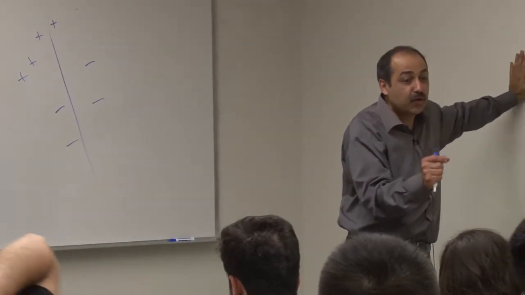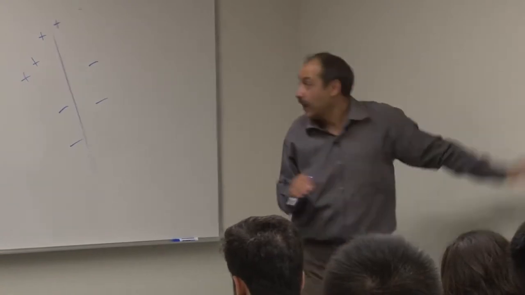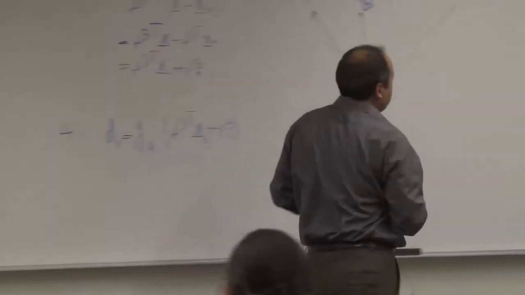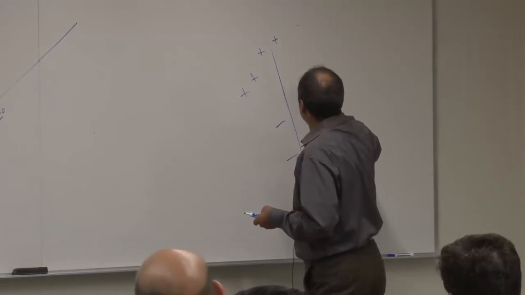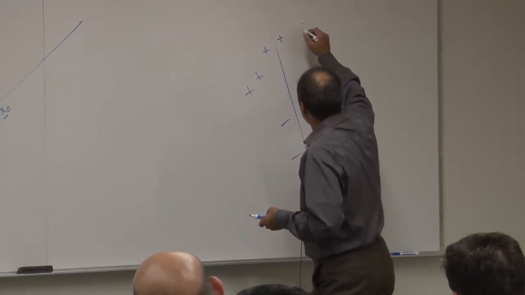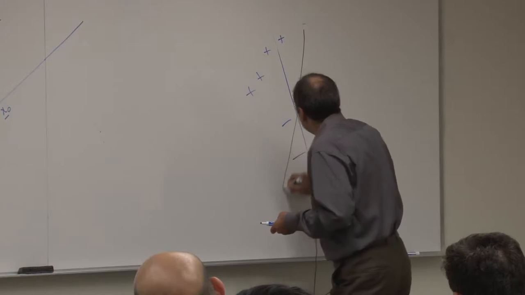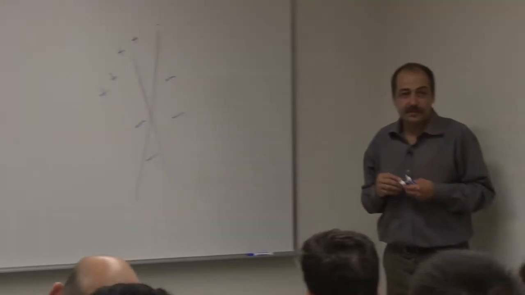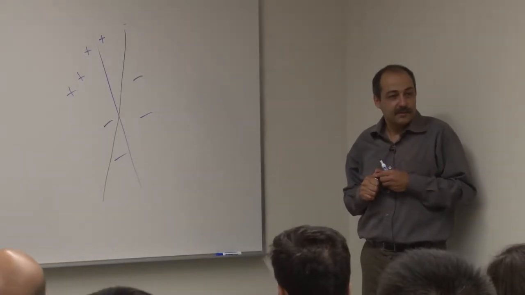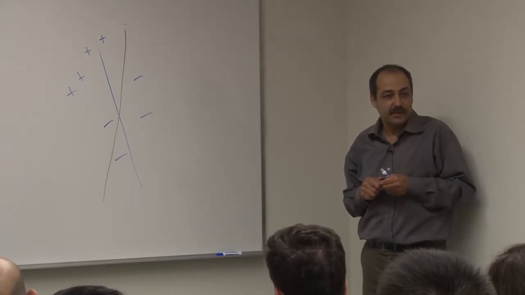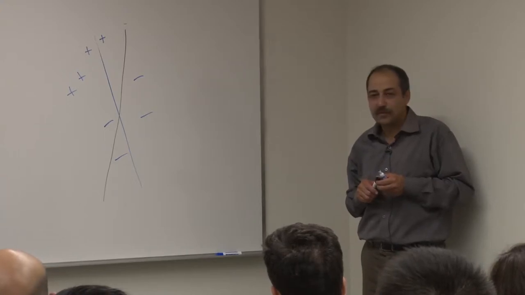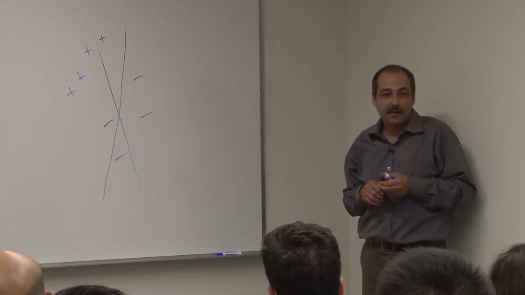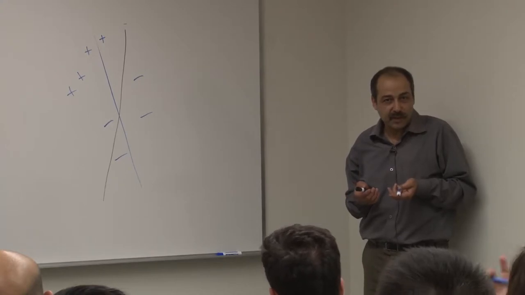No, first I want to quantify how good or how bad it is. If I give you this line, and I also give you this line, which one is better? The black one. Why is it better? The black one is better, but why? Because the number of misclassified points is less, right?